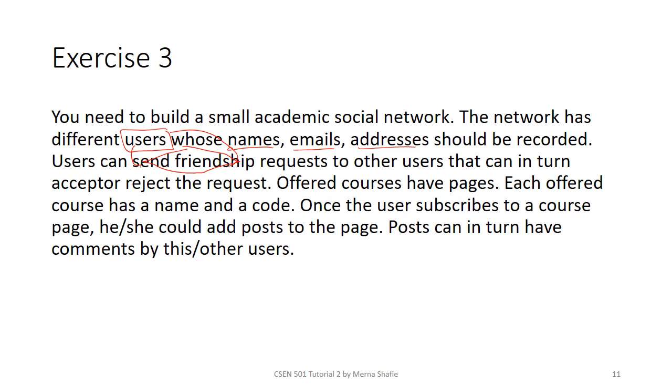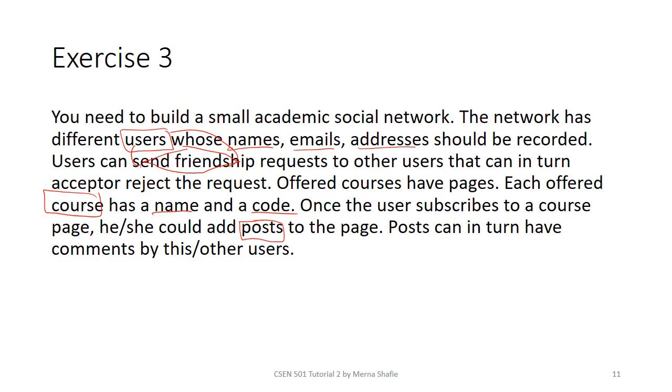Offered courses have pages. So we have courses that have pages. Each offered course, meaning the course is an entity, has a name and a code. So at the end of the day every course has a name and a code. Once the user subscribes to a course, he or she could add posts to the page. So we have a course with a name and code, and then once the user subscribes to a course page, he or she could add posts. So a post is an entity on the page.